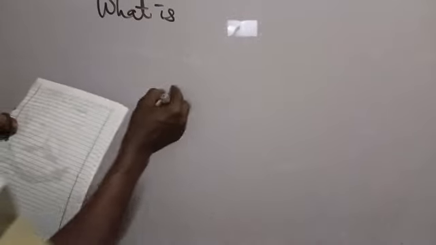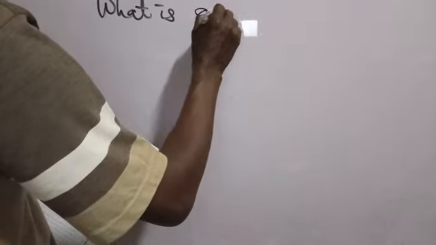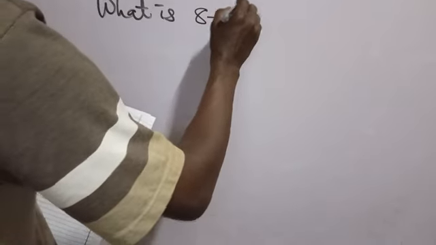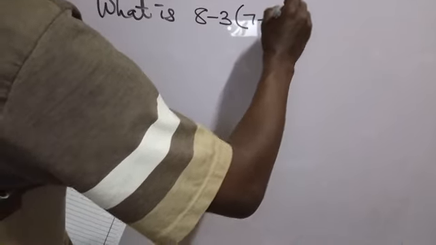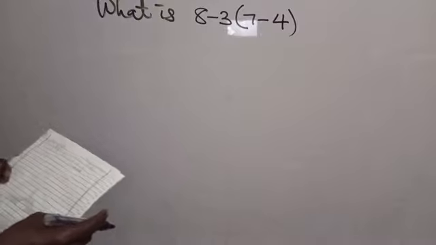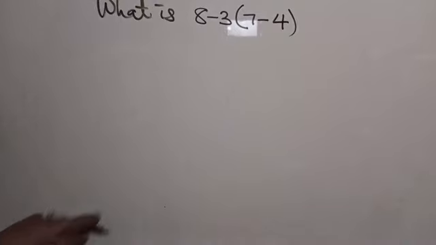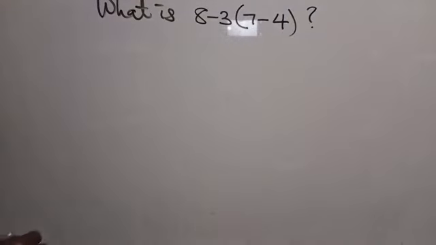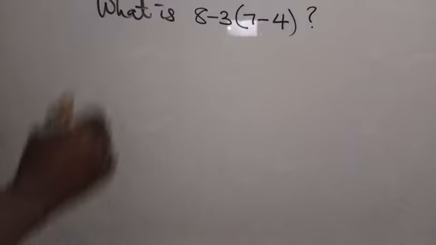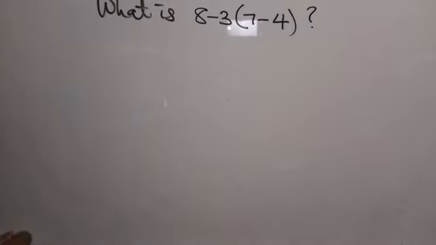Using this principle, what is 8 minus 3 into brackets 7 minus 4? Don't make mistakes. I've actually told you what to do. This looks like a matrix, but it's real. 8 minus 3 into brackets 7 minus 4. So write the answer to this in the comment section.